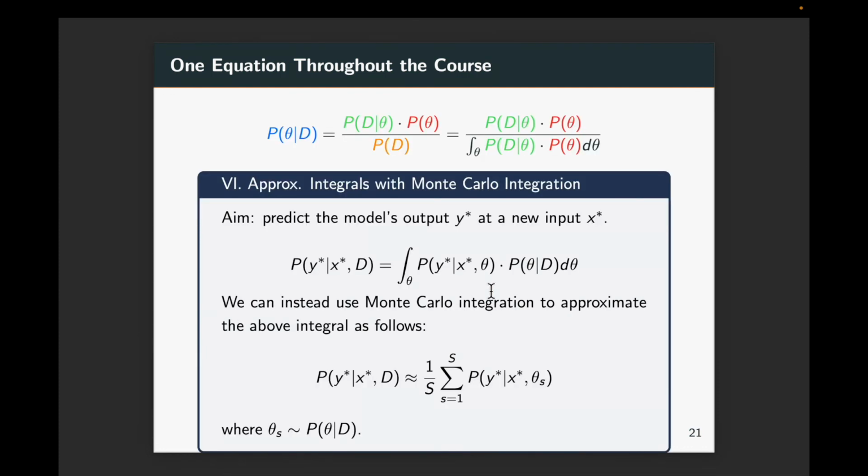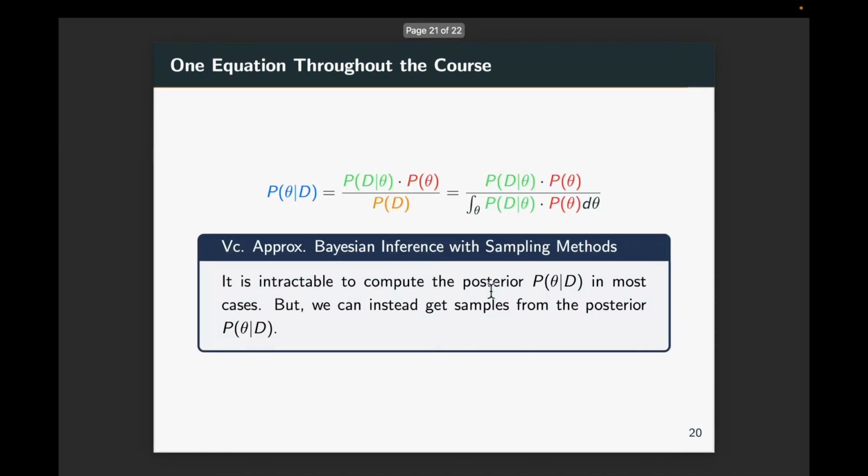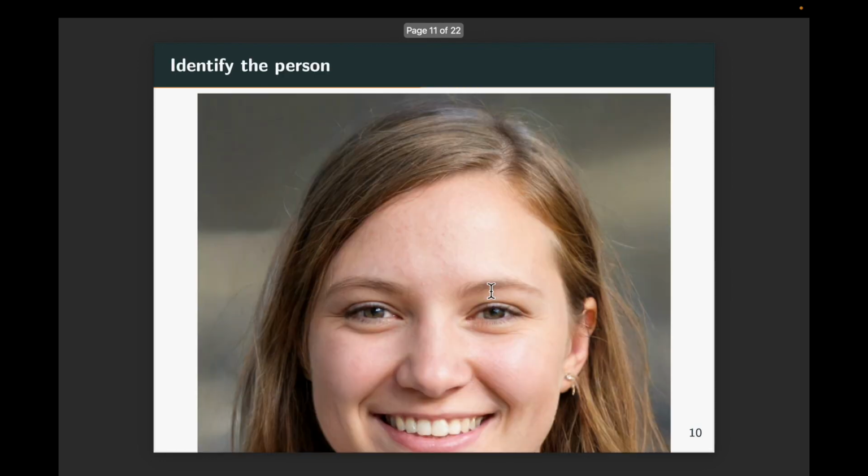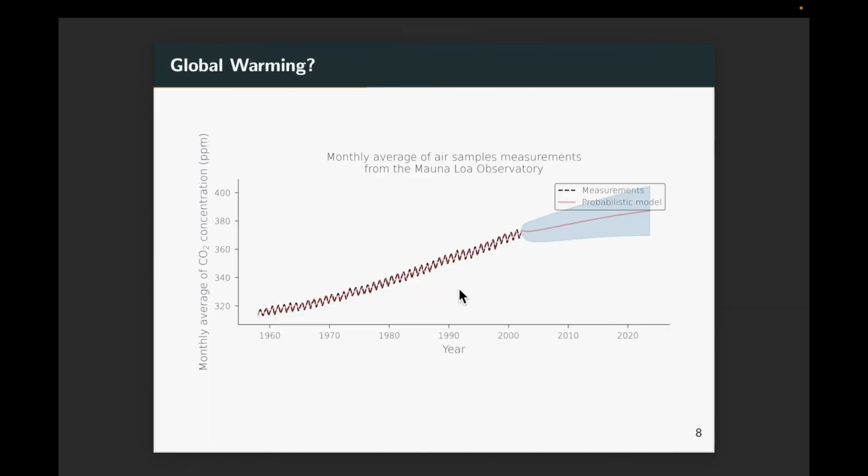And then we look at how to get the uncertainty in our predictions. Once we have learned the uncertainty in the model parameters, we want the uncertainty in the predictions. So we'll see throughout the course how these same set of equations will come over and over again. Okay. I'll stop here. Any questions?